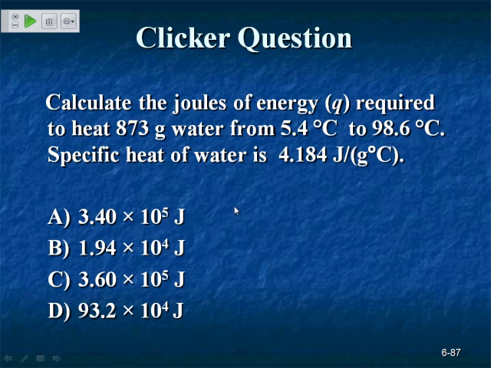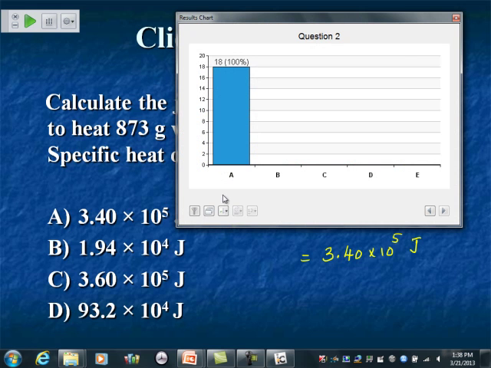What is the setup? Q is 873 multiplied by 4.184 multiplied by how much? 93.2 will give you what? A big number. Well, I have already converted all that into scientific notation for you guys. 3.40 times 10 to the power 5 joules. Good.